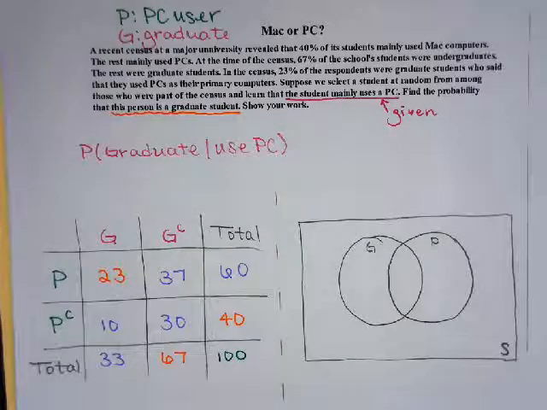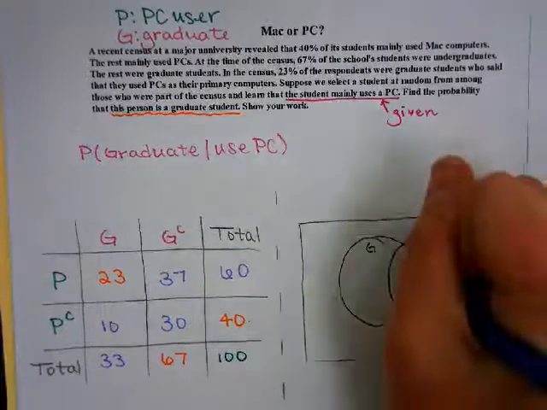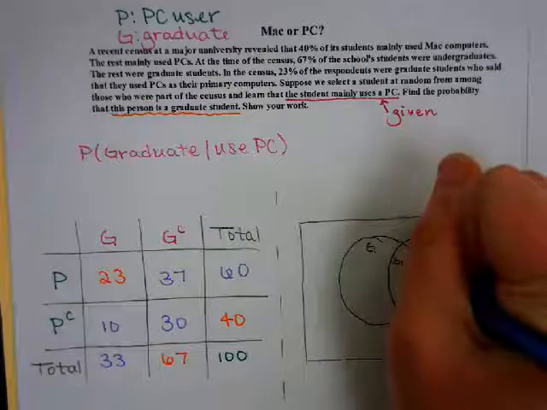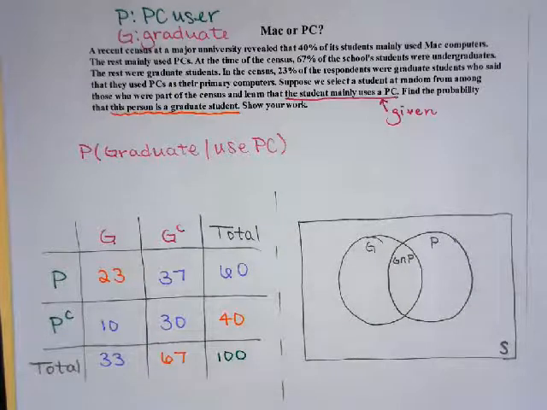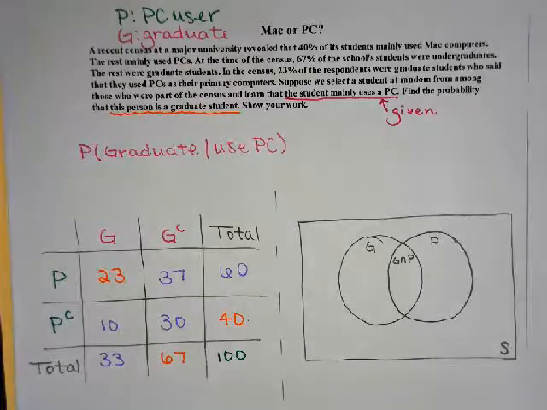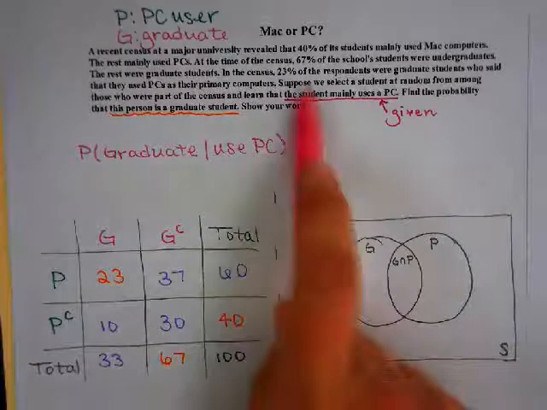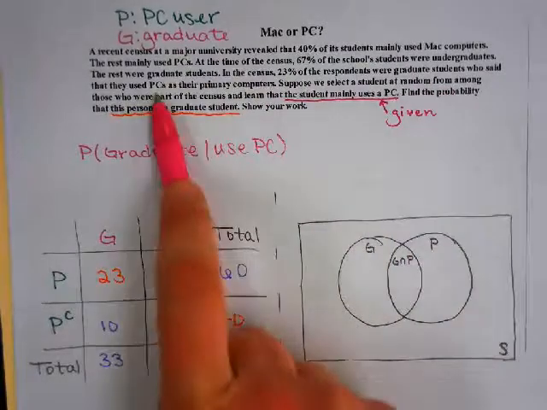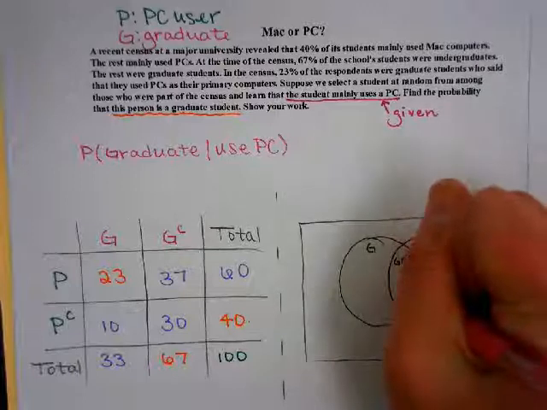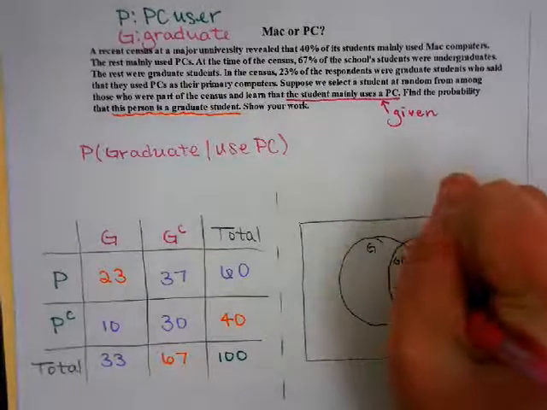Now remember, anytime you do Venn diagrams, you start with the overlap. So that would be the 23% who are graduate and use PCs. So we're going to 0.23. Now here, I always use decimals in Venn diagrams. Over here, if it's percents, I leave them as whole. Oh, that's weird.